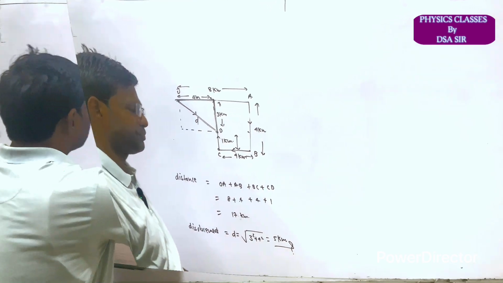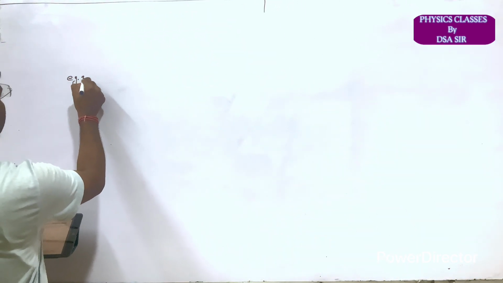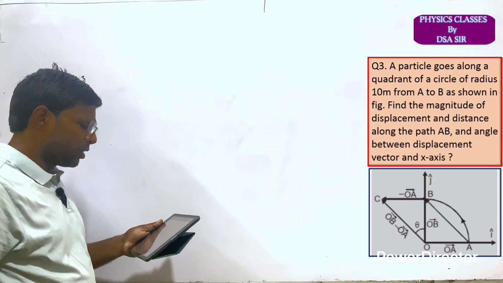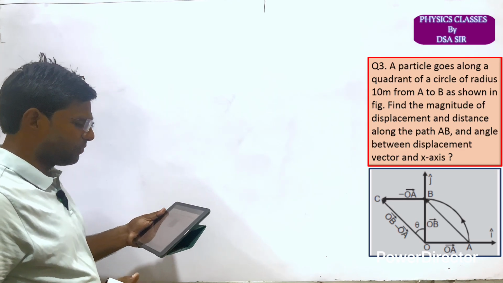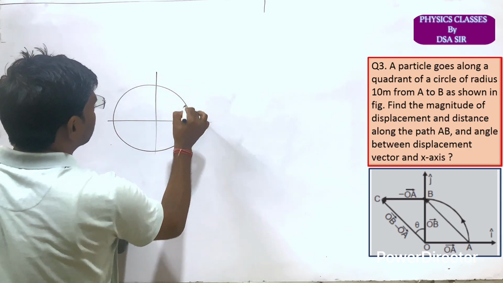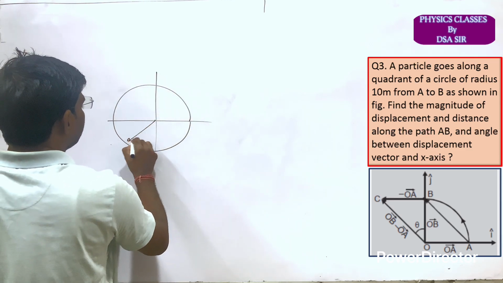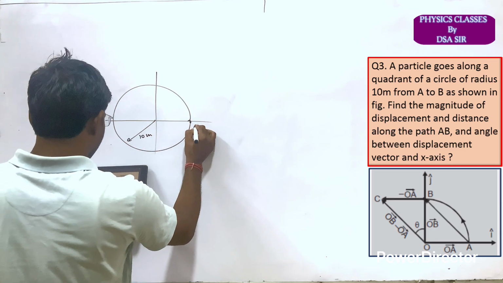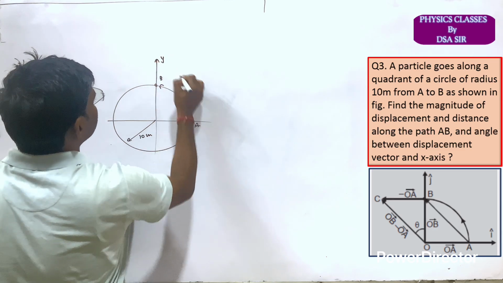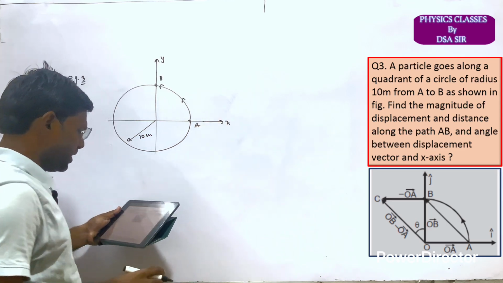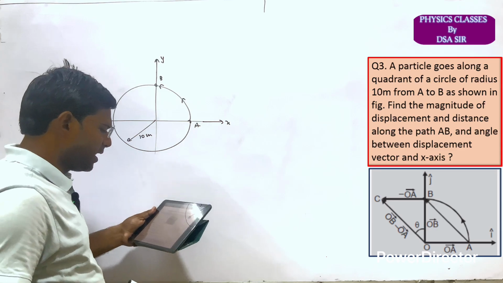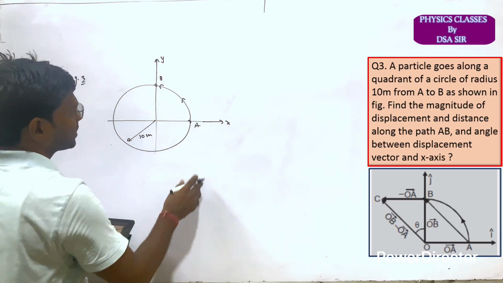All right, illustration number 3 is given. What is the question? The particle goes along the quadrant of a circle of radius 10 meter. So if this is the circle, suppose the radius is 10 meter, from A to B it goes like this and reaches the point B. This is the y-axis and this is the x-axis, right? You have to find the displacement, the distance, and the angle between the displacement vector and the x-axis.